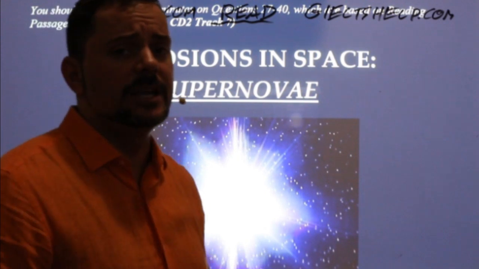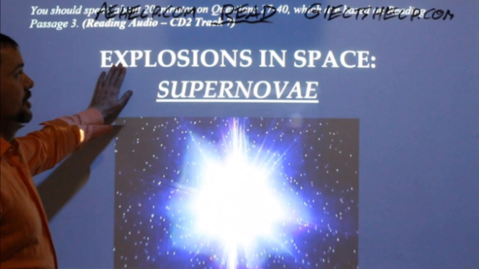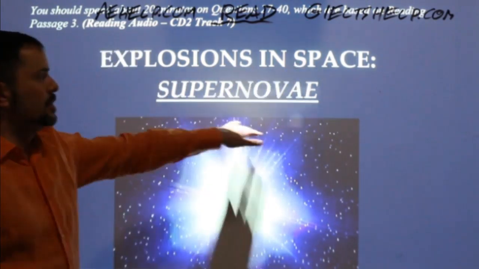So let's read the passage. If you're going for those higher band scores, 7, 8, 9, ideally you should be reading the passage. If you're not, then you're torturing yourself unnecessarily. It's easier to get a high band score, especially the high band scores, when you read the passage. So let's read together. Explosions in space, supernovae.